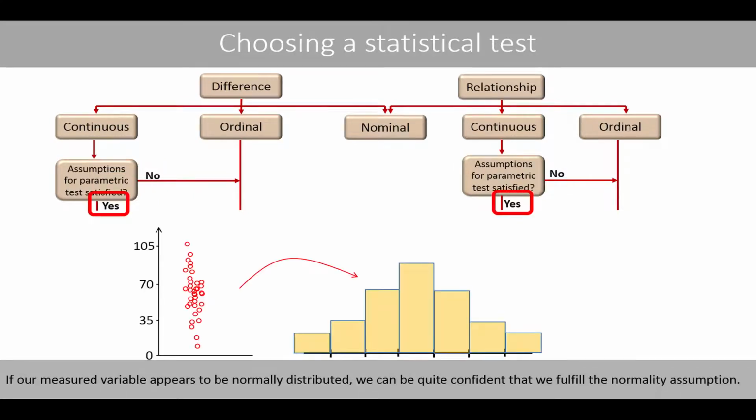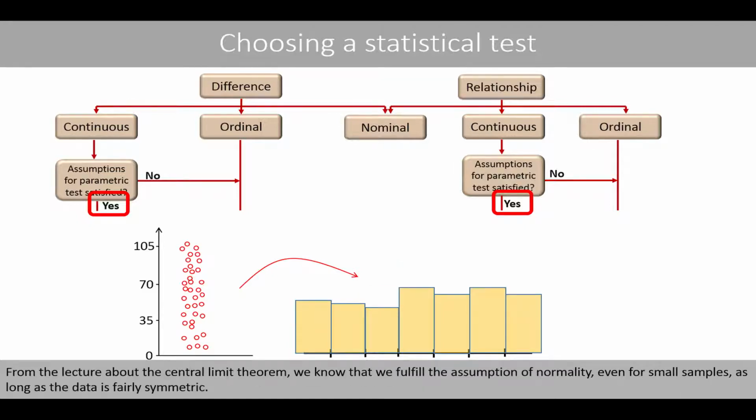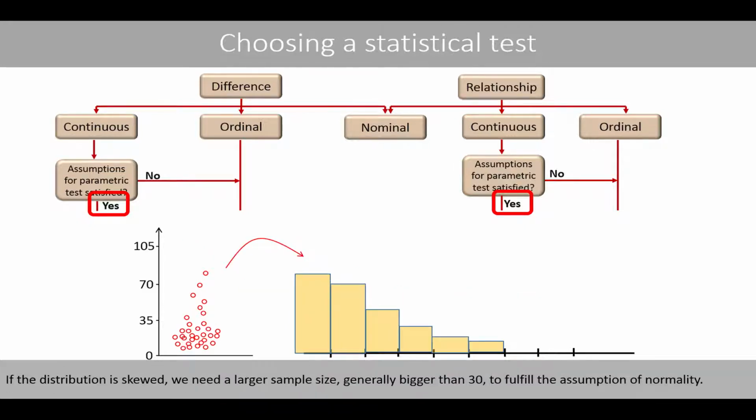If our measured variable appears to be normally distributed, we can be quite confident that we fulfill the normality assumption. From the lecture about the central limit theorem, we know that we fulfill the assumption of normality even for small samples as long as the data is fairly symmetric. If the distribution is skewed, we need a larger sample size, generally bigger than 30, to fulfill the assumption of normality.